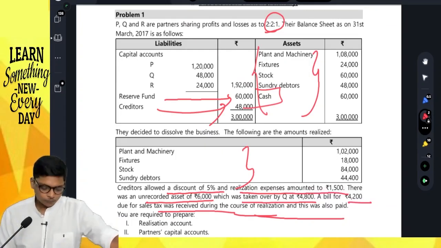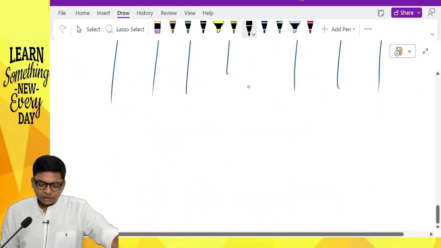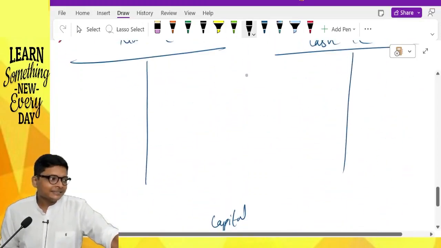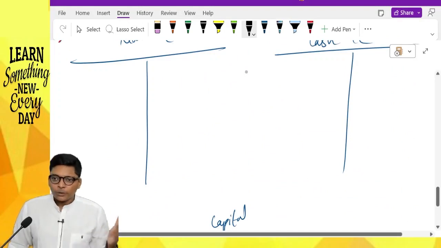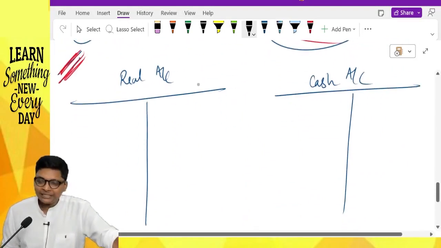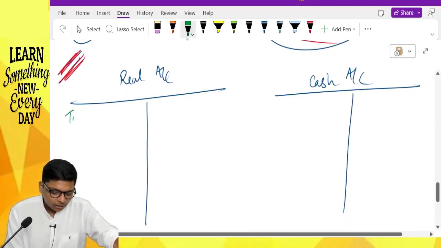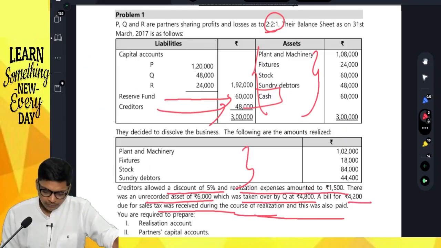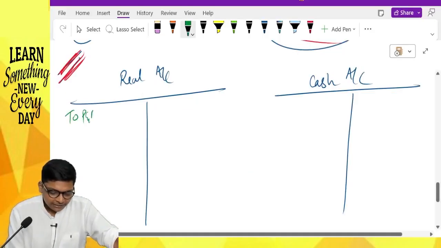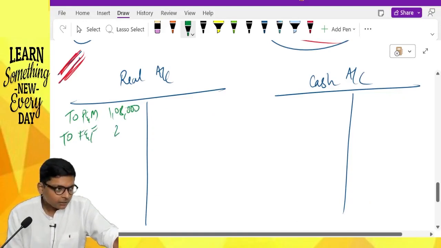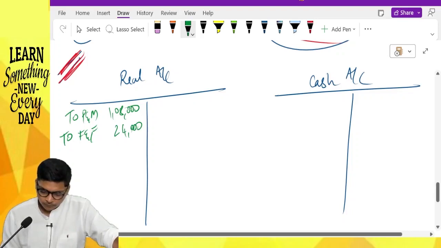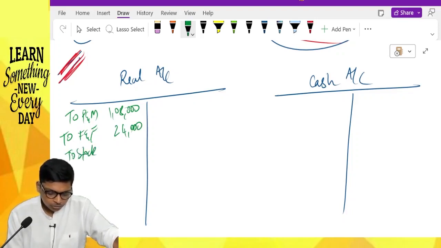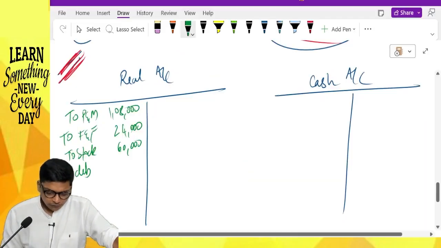So first step is transfer of all assets. What is the entry, guys? Realization account debit to all sundry assets. Journal, it's not mandatory to write separately, you know the entry, but in the ledger you have to write everything in detail. To plant and machinery, first sum I'll write in detail. How much? 1,08,000. Then to furniture and fixtures, 24,000. Then to stock, 60,000. To debtors, 48,000. That's it.